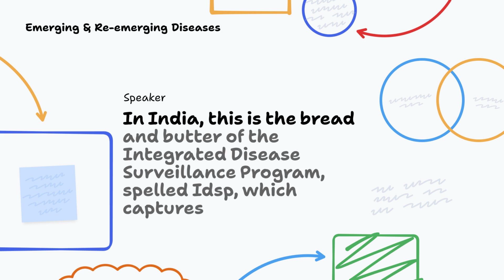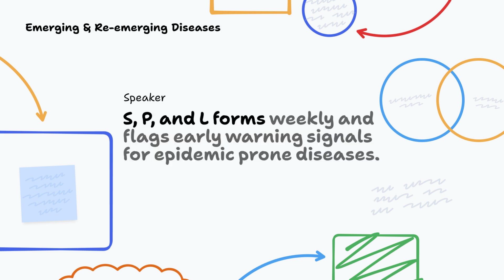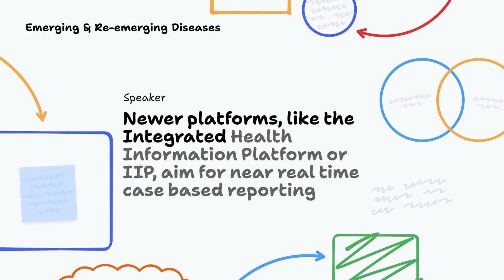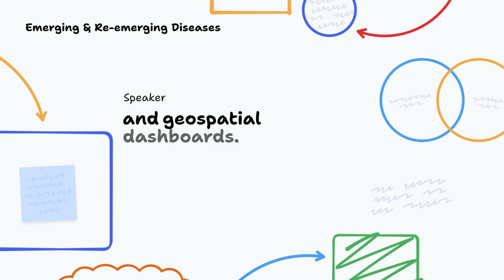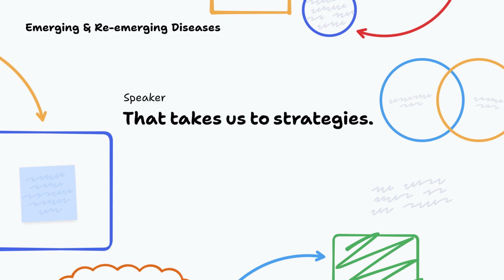In India, this is the bread and butter of the Integrated Disease Surveillance Program, spelled IDSP, which captures S, P, and L forms weekly and flags early warning signals for epidemic-prone diseases. Newer platforms like the Integrated Health Information Platform, or IHIP, aim for near real-time case-based reporting and geospatial dashboards. That takes us to strategies.